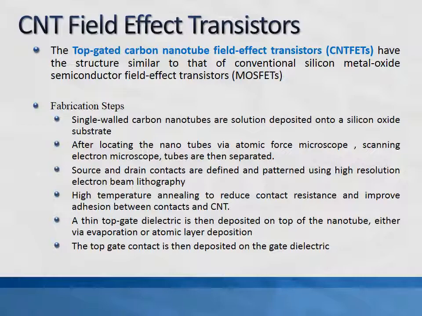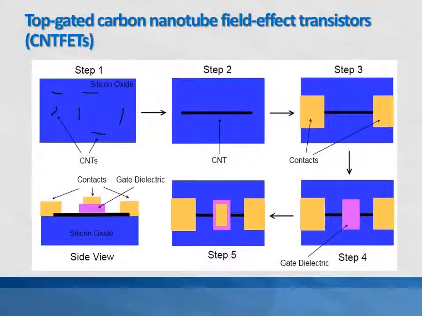Now let us see the fabrication steps. Step 1. Single-walled carbon nanotubes in a solution are deposited on a silicon oxide substrate. In step 2, after locating the nanotubes via atomic force microscope, tubes are then separated. In step 3, source and drain contacts are defined and patterned using high-resolution electron beam lithography.